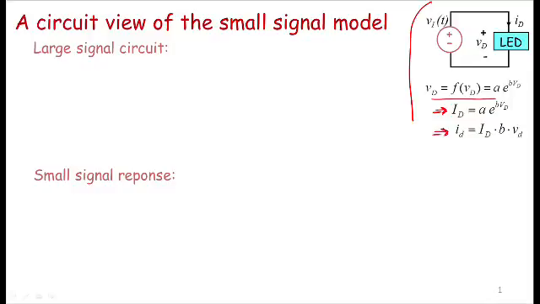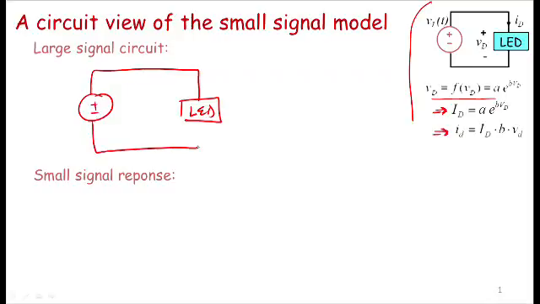Pretty obvious. So the large signal circuit simply takes my circuit and replaces the various sources with their DC bias values. In this case, I have my LED device, and what I'm going to do is replace the input with its large signal equivalent. So I'm going to get a VI at the input here, and for the device itself, I'm going to get its bias values at the output. So I'm going to get ID and VD at the output. So my large signal equation can be derived from the device equation. ID is given by AE^BVD.